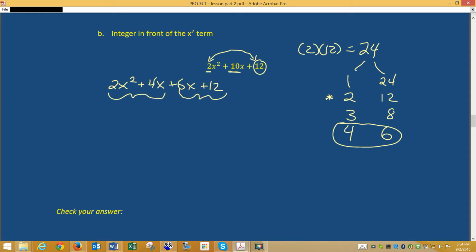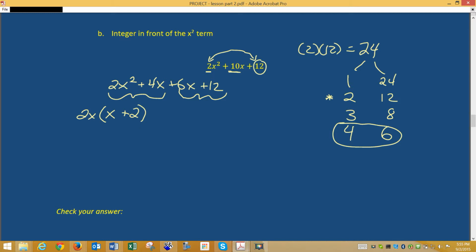So I'm going to look at these first two terms, 2x squared plus 4x, and determine the largest factor that is common between them. And so, let's see. Well, in both I can divide out a 2x. 2x squared divided by 2x is just x remaining. And 4x divided by 2x is 2.